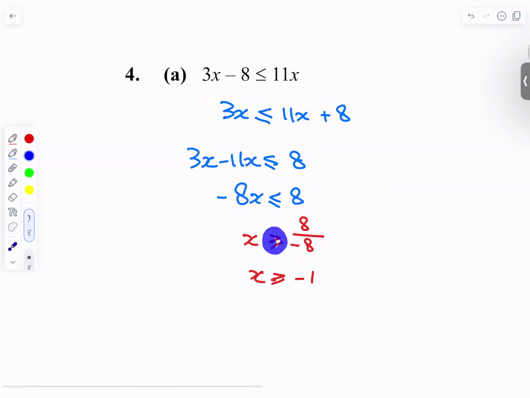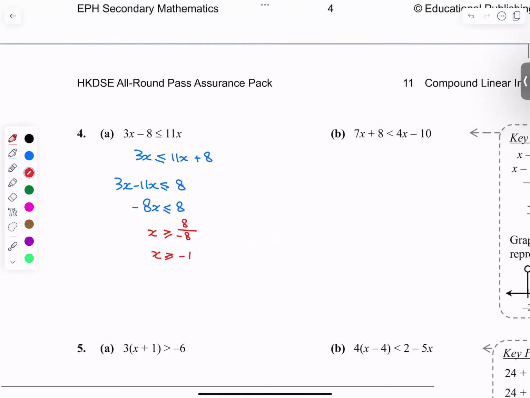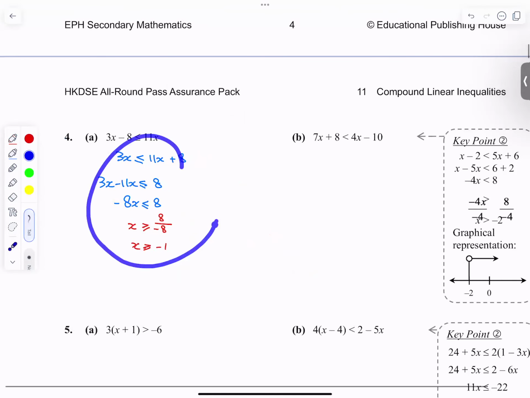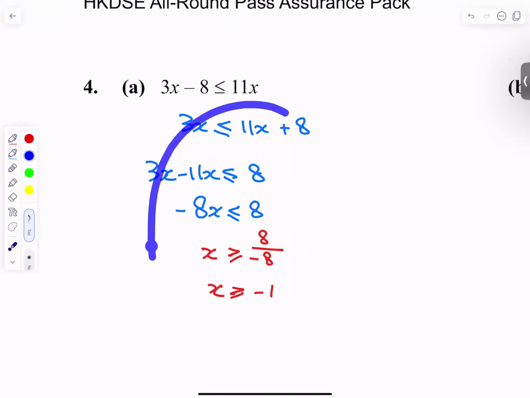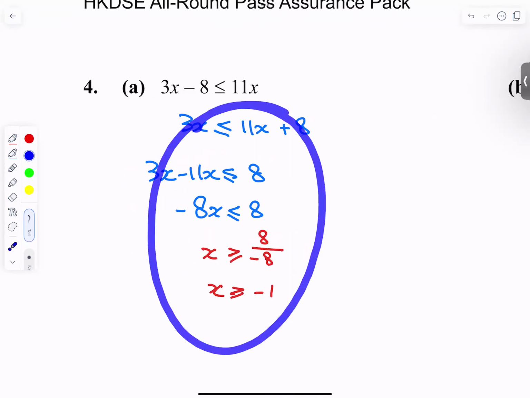Because if your step is wrong, there's no answer mark and nothing else. The whole question for this in DSE is 4 marks. Of course, not for this calculation. It's 4 marks in total. What are the 4 marks? This whole thing is just 1 mark.